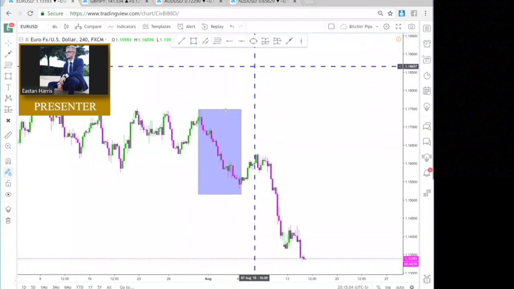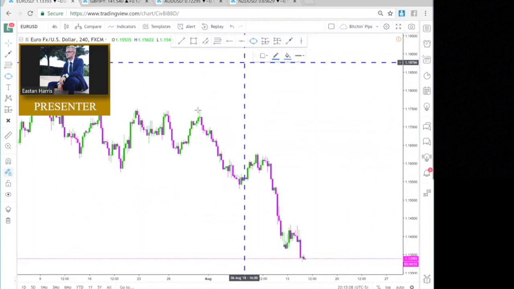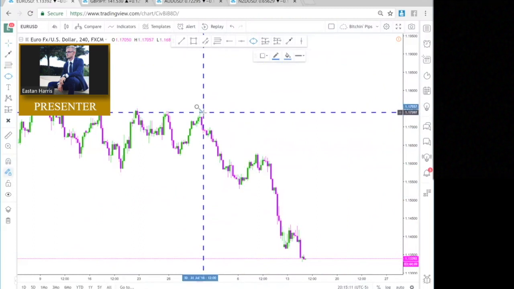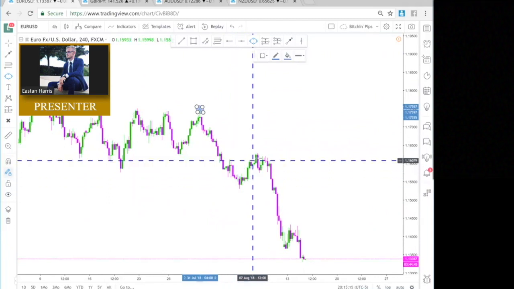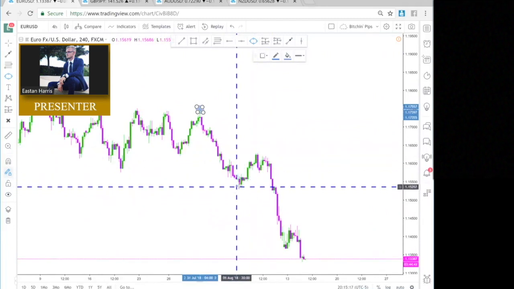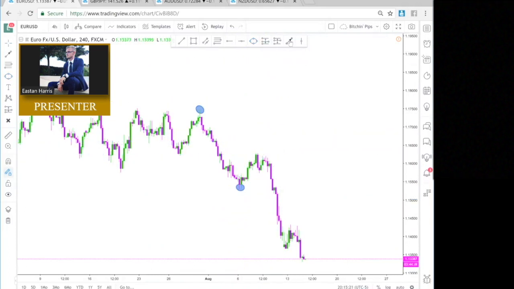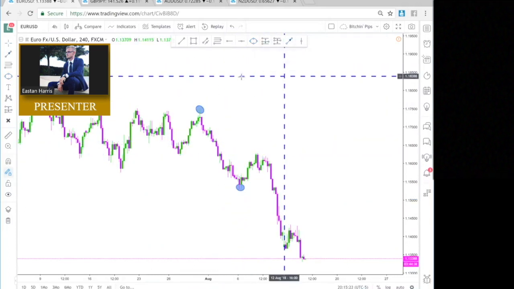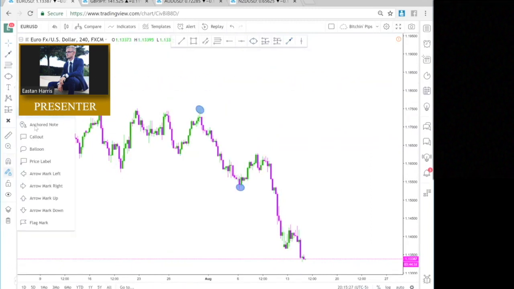Let me delete this box. We all know what we're looking at. I'm looking at the tip of this wick here, and I'm looking at where price reacted and started to retrace, which is going to be the tip of this wick. So what I'm going to do, just so no one's confused, let me grab my call out.